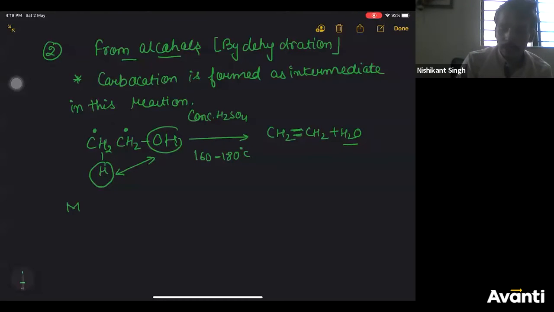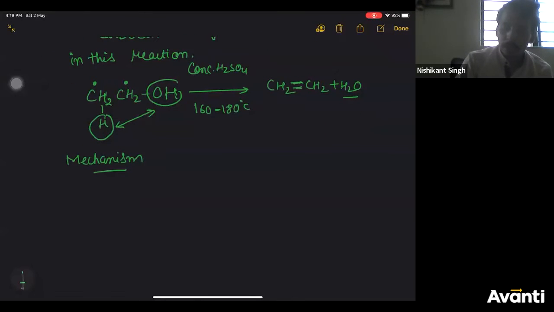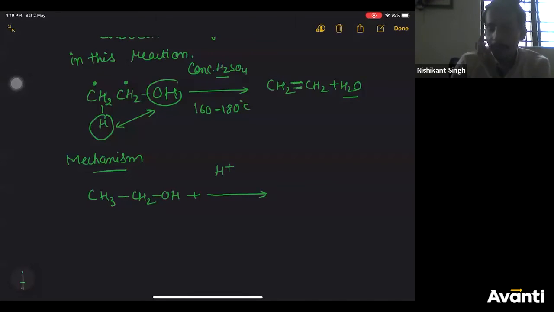The mechanism of this is very, very important. So let me take CH3CH2OH. In the presence of acid, it will release H plus ion. H plus is a Lewis acid, it is electron deficient. OH has a lone pair of electrons, so OH will donate a lone pair of electrons to H plus to form which bond? A coordinate bond. Since oxygen is donating a lone pair of electrons, it will get a positive charge.